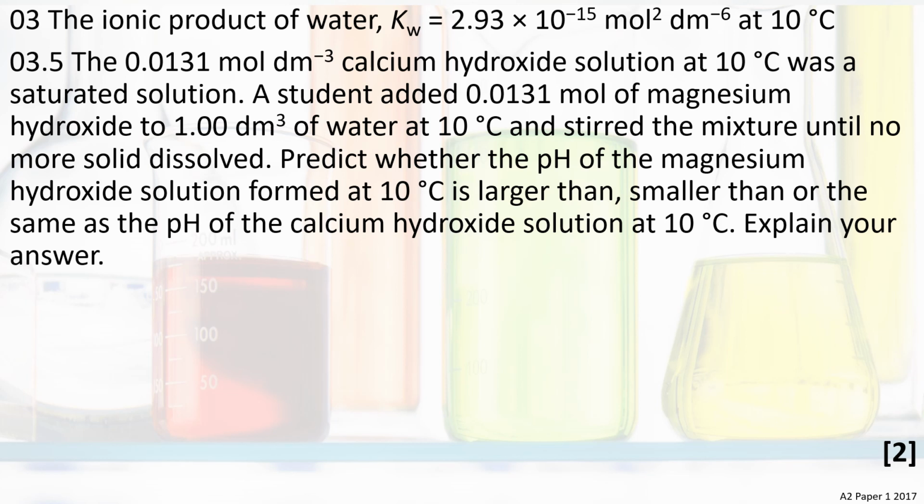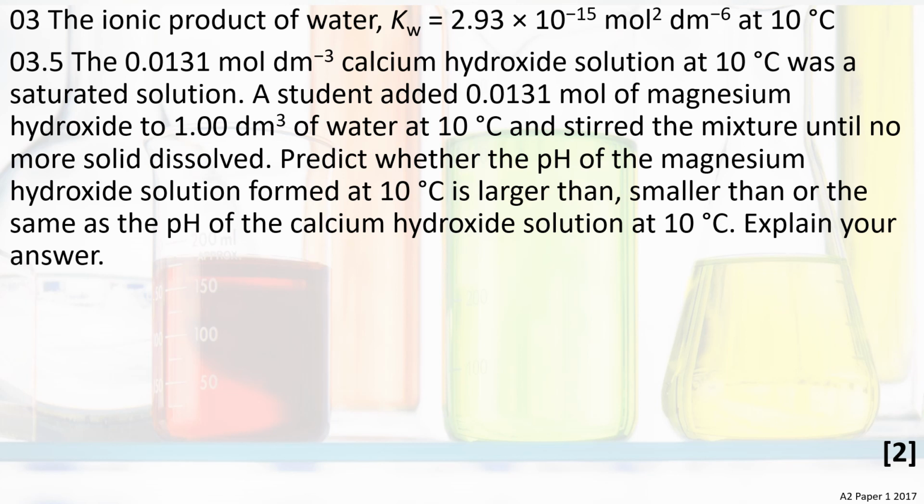Here's the final part of the question. The 0.0131 mole per decimeter cube calcium hydroxide solution at 10 degrees Celsius was a saturated solution. A student added 0.013 moles of magnesium hydroxide to 1 decimeter cubed of water at 10 degrees Celsius and stirred the mixture until no more solid dissolved.